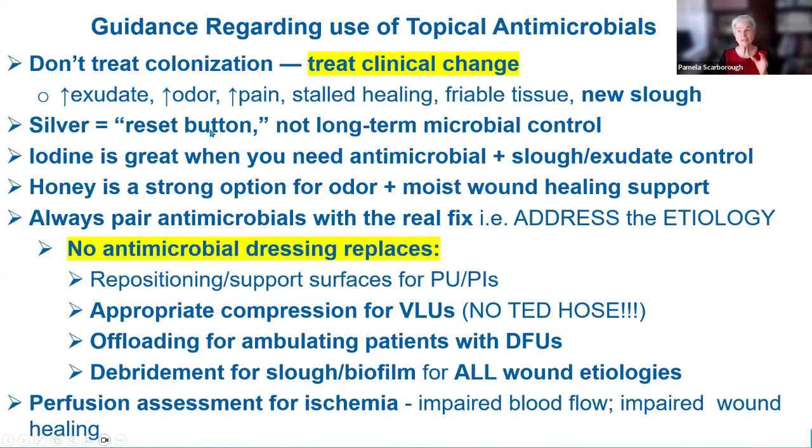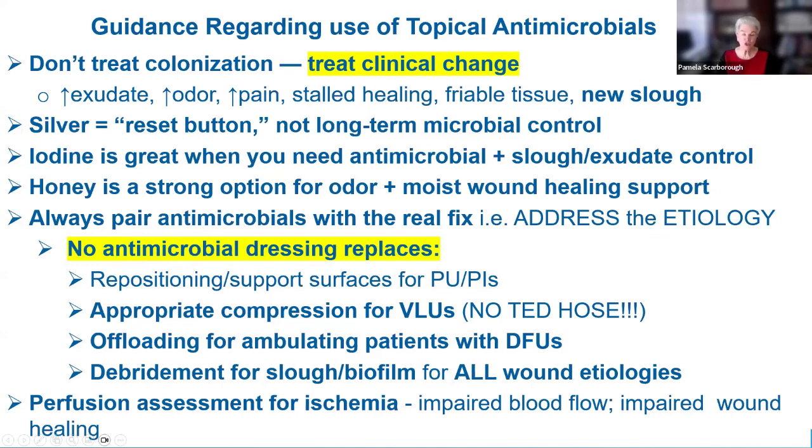Silver, if you're going to use silver, it's a reset button. It's not really great, we're finding out, for long-term microbial control, maybe for short-term. And also we're learning that there may be impairments to reepithelialization when we use long-term silver. Iodine is great when you need antimicrobial plus slough or exudate control. Honey's a strong option for odor plus moist wound healing, and it does help with autolytic debridement. So you want to always pair your antimicrobials with a real fix, and the real fix is addressing the etiology.